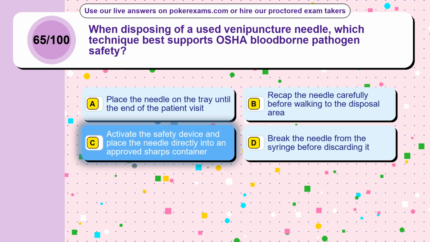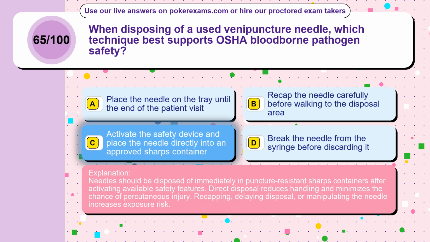Activate the safety device and place the needle directly into an approved sharps container. Needles should be disposed of immediately in puncture-resistant sharps containers after activating available safety features. Direct disposal reduces handling and minimizes the chance of percutaneous injury. Recapping, delaying disposal, or manipulating the needle increases exposure risk.